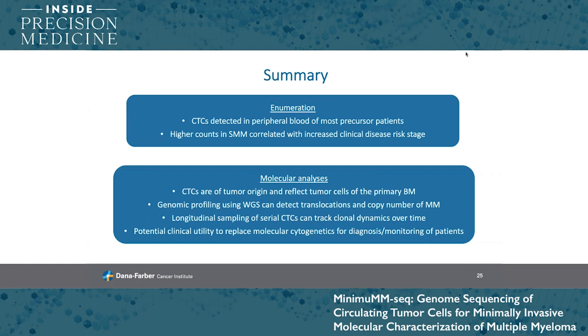Furthermore, molecular analyses of CTCs showed that CTCs are of tumor origin and reflect the tumor cells of the primary bone marrow. Genomic profiling using whole genome sequencing could be used to detect translocations and copy number changes in myeloma. Finally, longitudinal sampling of serial CTCs can be used to track the clonal dynamics of myeloma over time. And these highlight the potential clinical utility of circulating tumor cells to replace molecular cytogenetics for diagnosis and monitoring of patients in a minimally invasive manner.